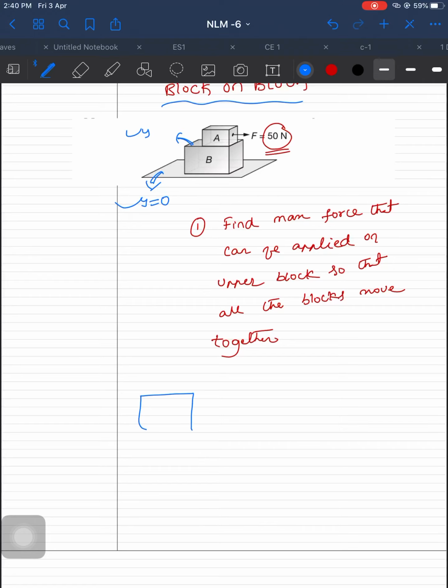Let's draw a free body diagram of this. A, upper block, and there is a friction here. There are two types of friction, static friction and kinetic friction. Maximum force we are considering, so there should be no relative motion. Whenever we are finding maximum force in a block on block system, first of all I will tell you the steps to solve. Steps to solve.